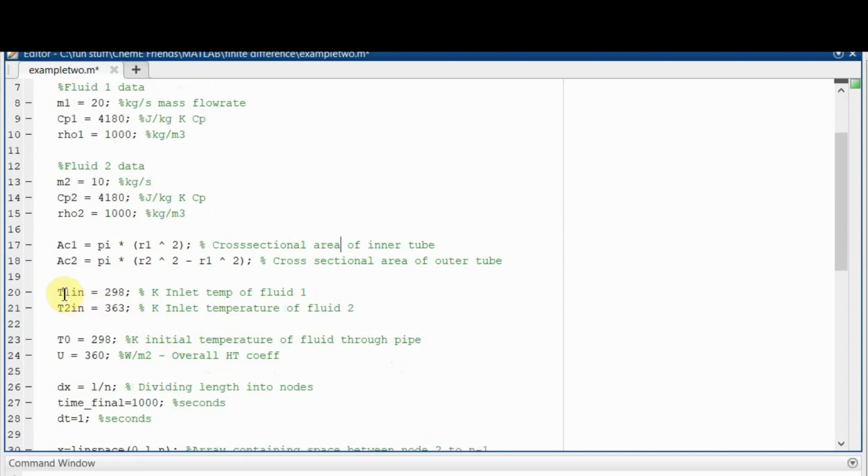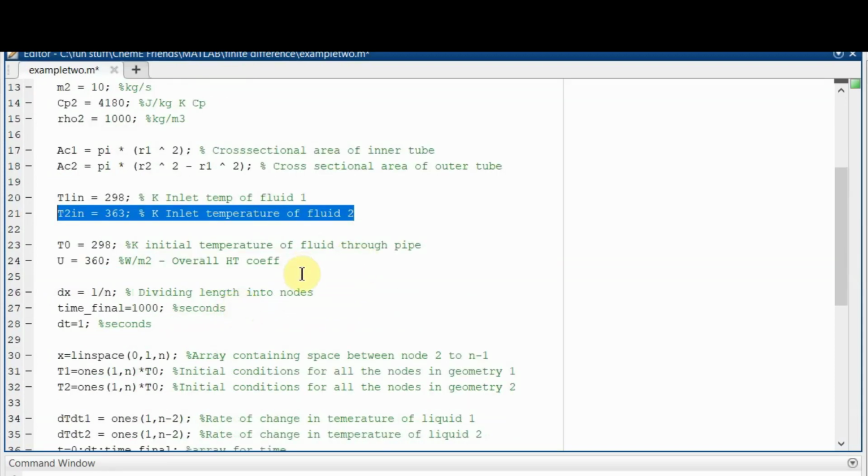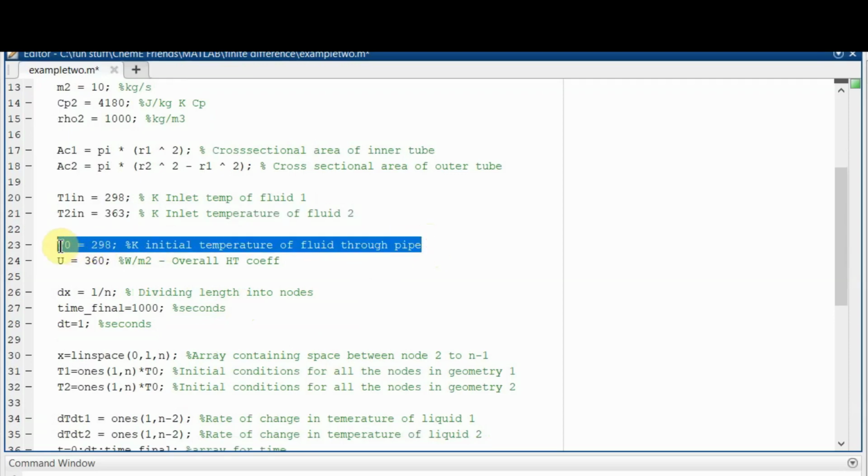And we have the inlet temperature of fluid 1, and we have the inlet temperature of fluid 2, all given in the question. And we had to assume that the initial temperature of the system is at room temperature, which is 298 Kelvin, and the overall heat transfer coefficient, I think, was 400 in the question.